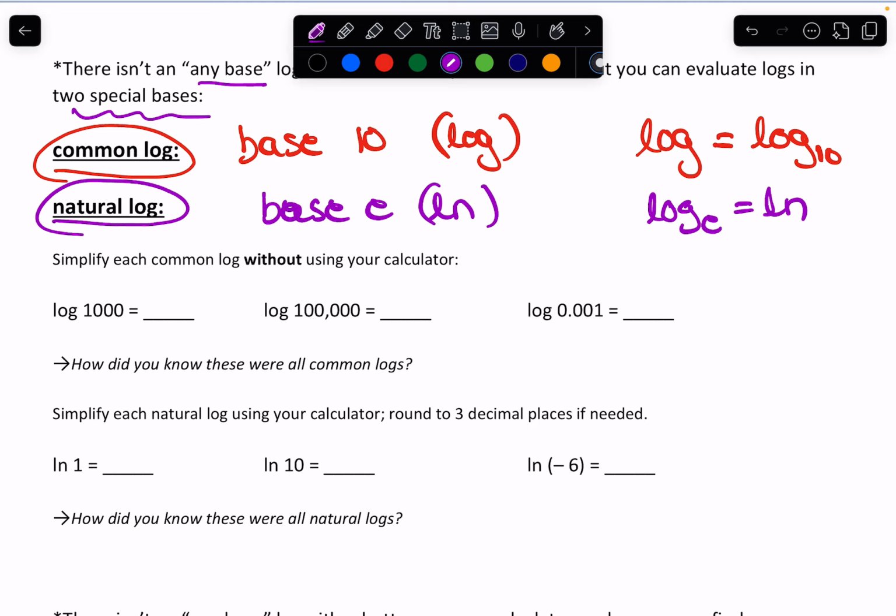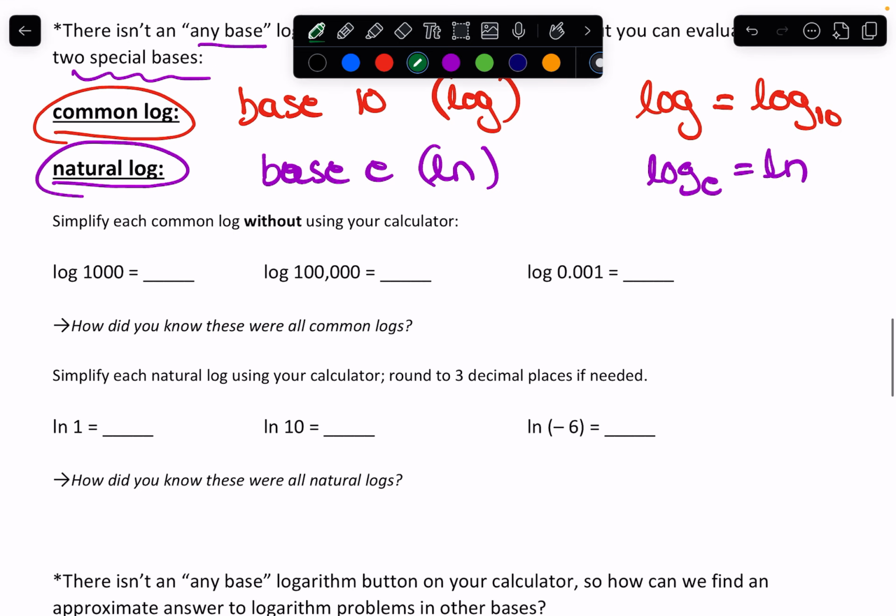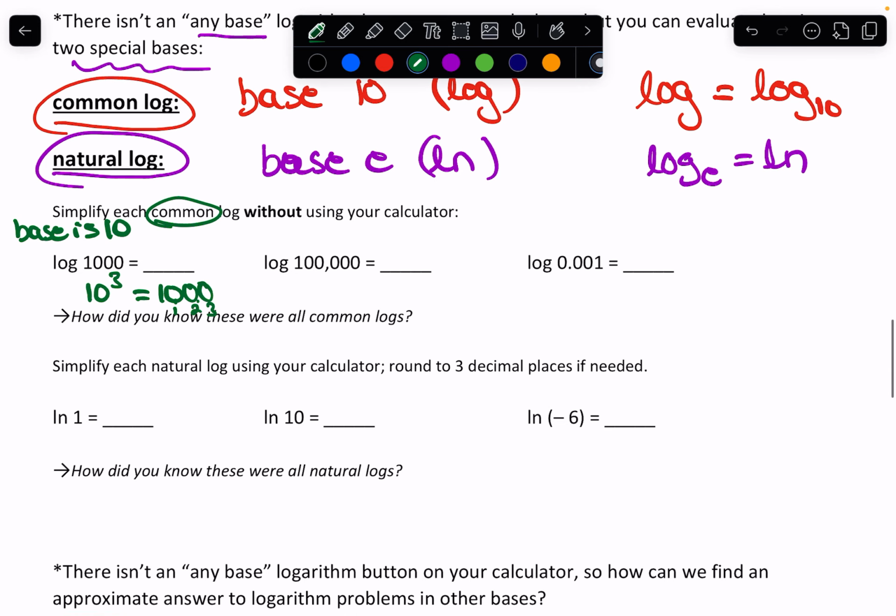Okay, simplify each common log without using your calculator. So common log means that base is 10. So 10 to the power of what equals 1,000? Well, tens are easy because as many zeros as we have, 1, 2, and 3, it's going to be the exponent. So common log of 1,000 is going to be 3.